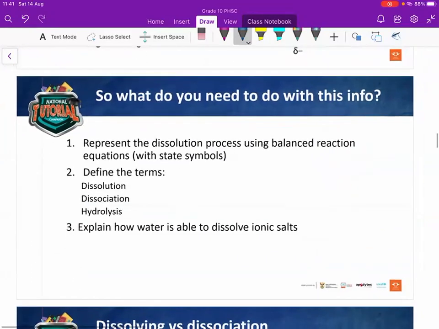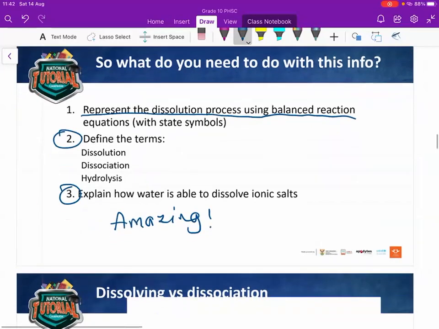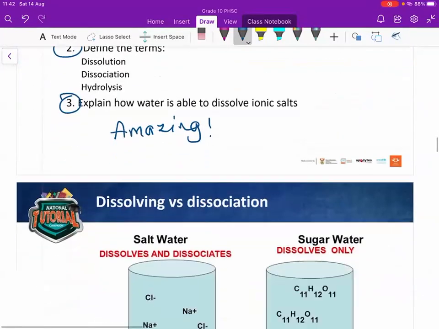So what do you need to do with this information? Well, you need to represent this dissolution process using balanced reactions. You need to define the terms that we just spoke about, and you need to explain how water is able to dissolve salts. So that is what we just spoke about, how water is amazing. It's amazing because of its molecular structure, because it's a polar molecule.